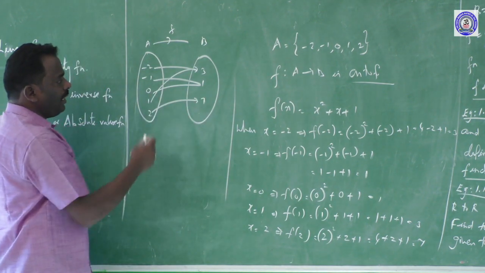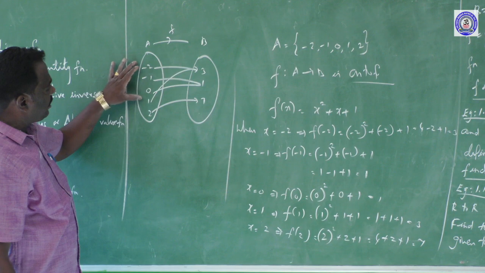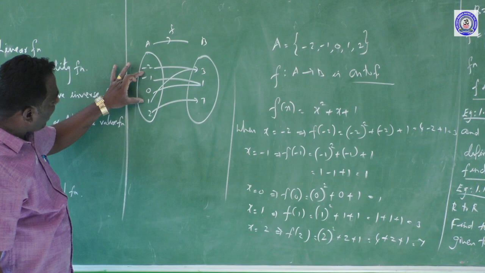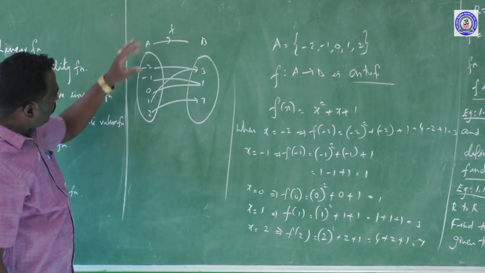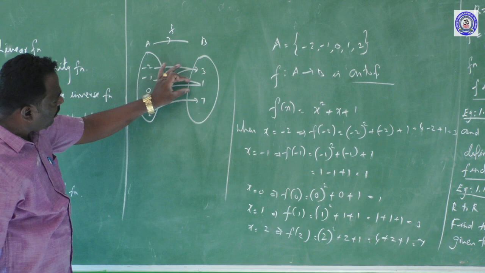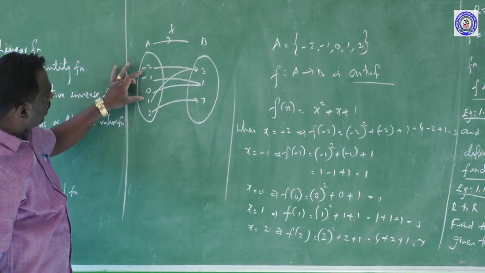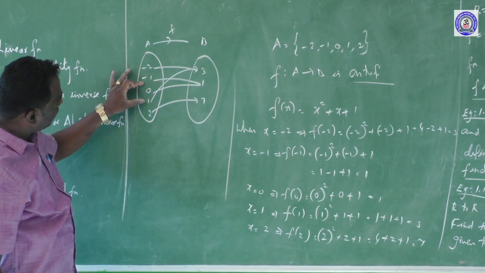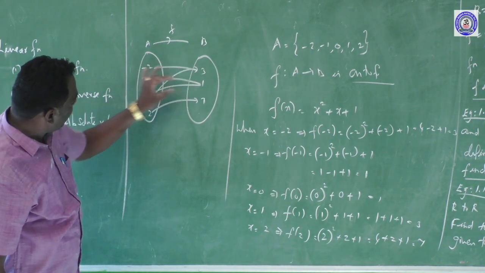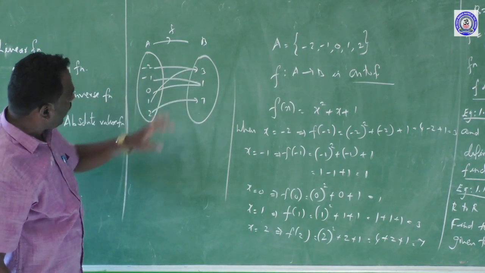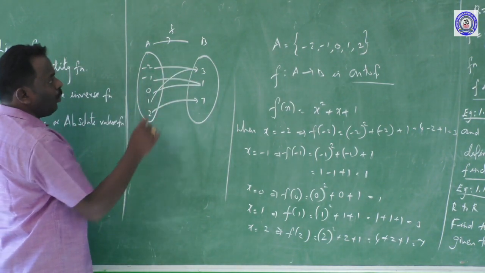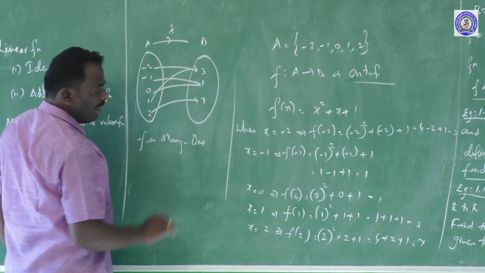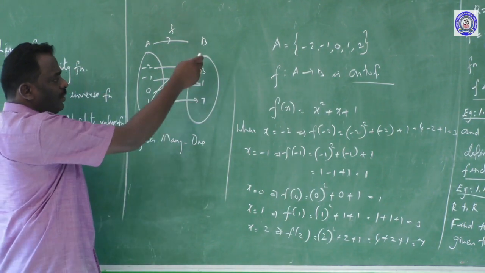Okay, now compare this arrow diagram. We already know what this arrow diagram represents. You see here minus 2 and 1 have the same image, equal to 3. And also minus 1, 0 and 1 have the same image, equal to 1. Therefore it is called a many-to-one function. F is a many-to-one function. And also here there are no elements remaining.